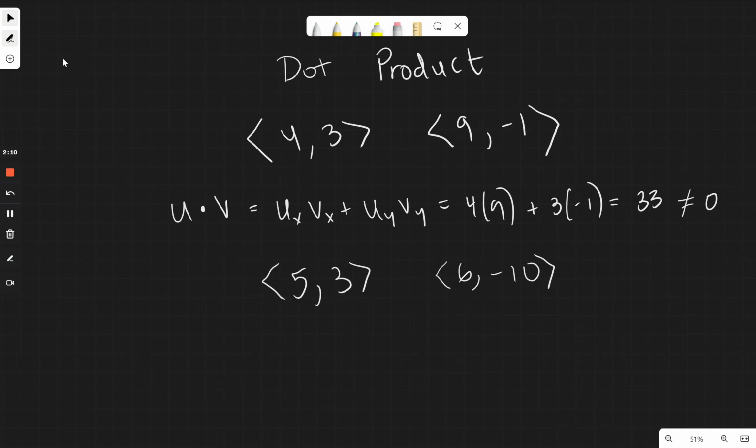But, for example, take these vectors. The dot product of this is 5 times 6, those are the x components, plus 3 times -10. This is equal to 30 minus 30, which is 0. So these two vectors are perpendicular to each other, as you might have been able to guess just by looking at this. But that's technically how we'd figure it out using the dot product.